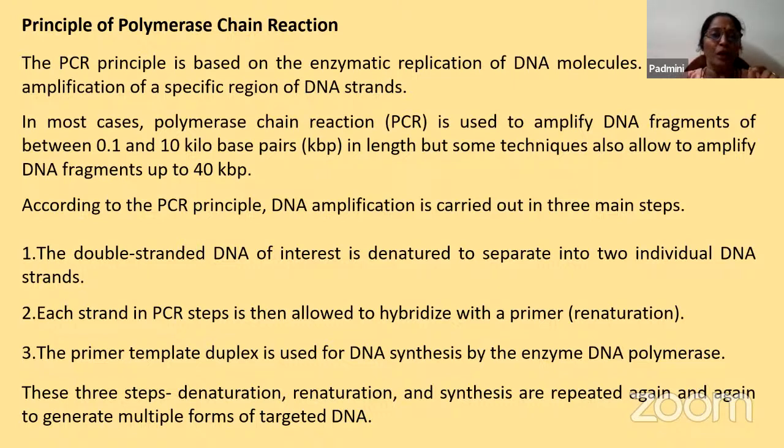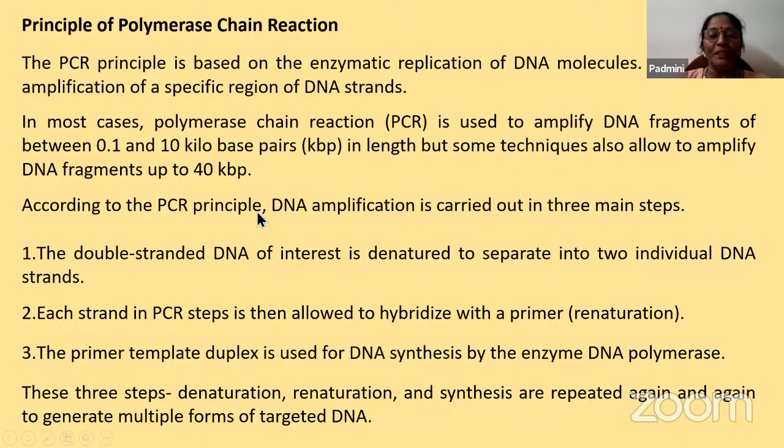So you're going to amplify only a specific region of that DNA strand. It depends on what type of experiment you are going to do. In most cases, polymerase chain reaction is used to amplify DNA fragments of anywhere between 0.1 kilo base pairs to 10 kilo base pairs. So it can be as small as 0.1 to as big as 10 kilo base pairs. But sometimes it can also go up to 40 kilo base pairs.